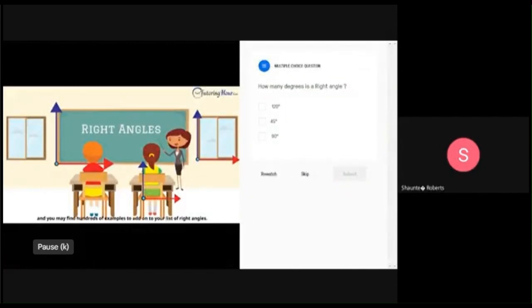How many degrees is a right angle? 90 degrees.